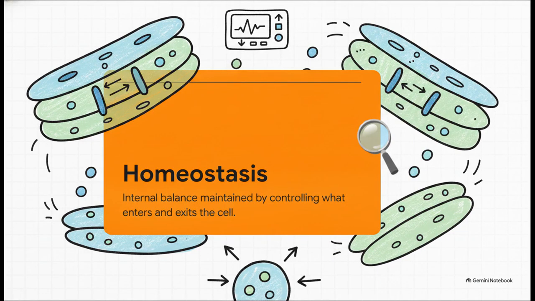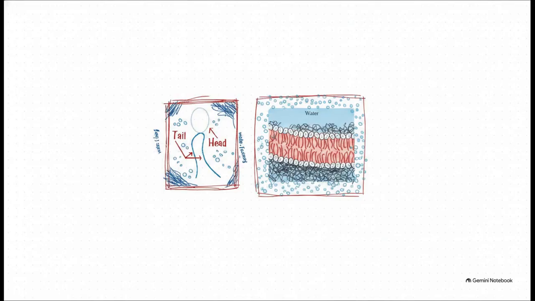So, why does this matter? Well, this membrane isn't just sitting there like a static brick wall holding things in. It's incredibly active. Its main job is to maintain homeostasis, which is that perfect internal balance within a cell. Think of it kind of like the climate control system in a smart home, right? It's constantly monitoring, adjusting, and controlling what comes in and what goes out, so the inside stays perfectly stable, regardless of what's happening outside.